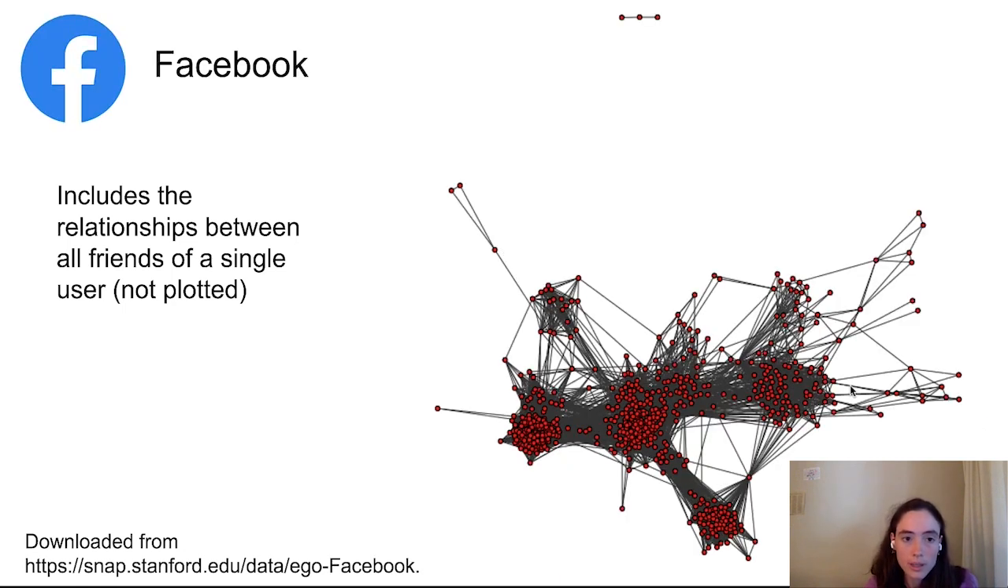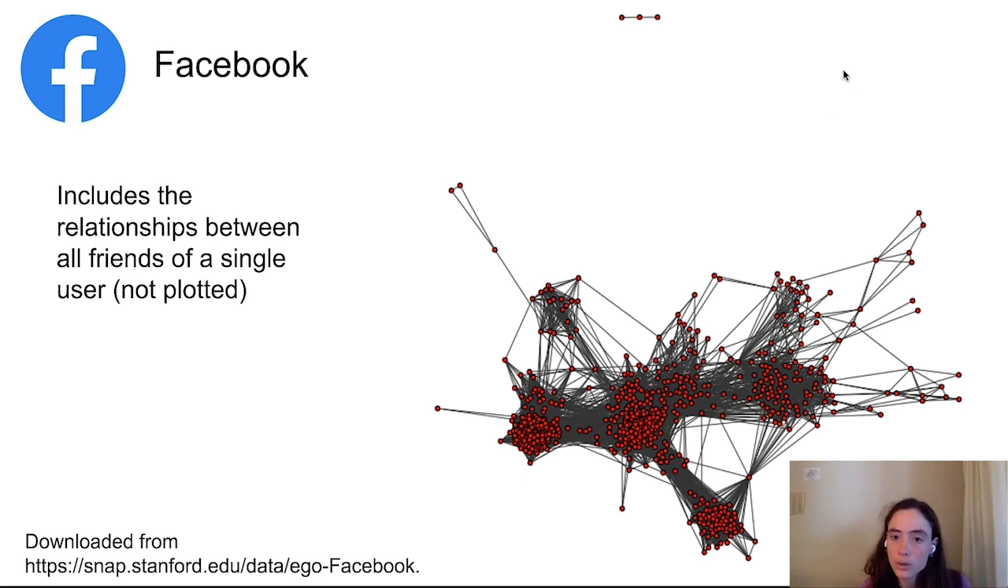The next data set is a Facebook data set. So this is similar to the Twitter one, where each vertex represents a Facebook friend of one person. That one person isn't plotted, but there's an edge between two users if those two users are friends on Facebook.